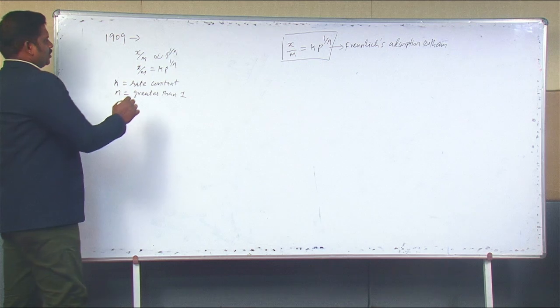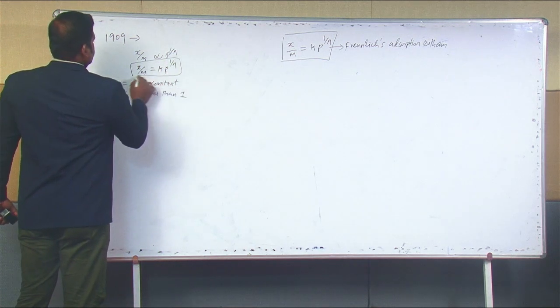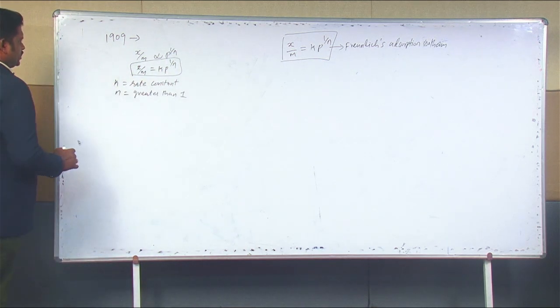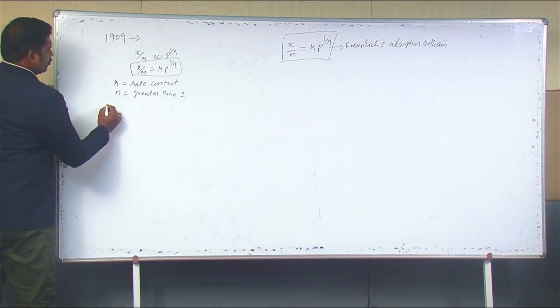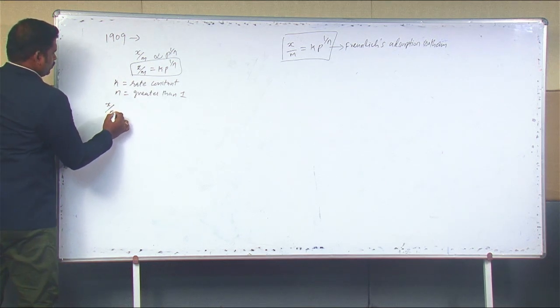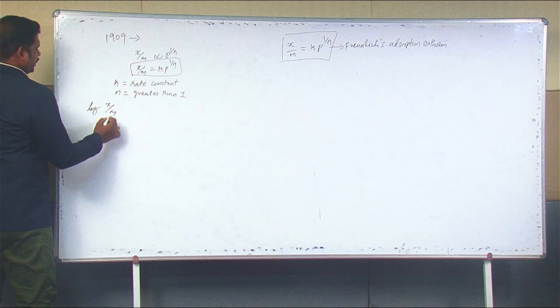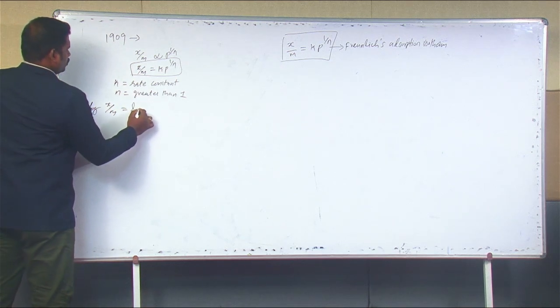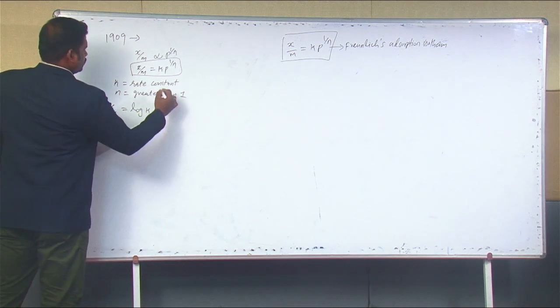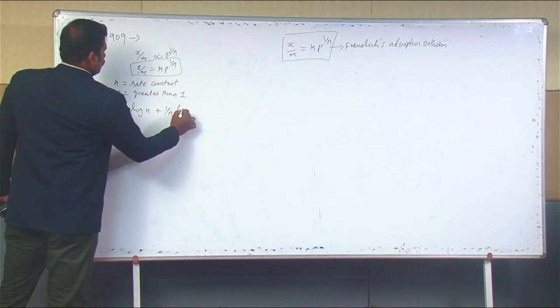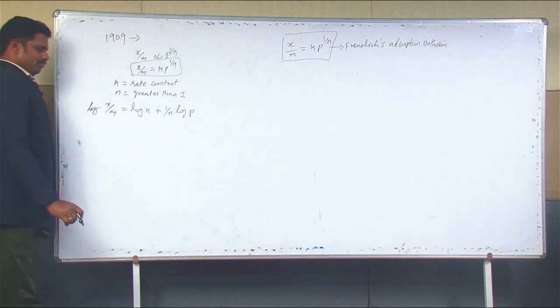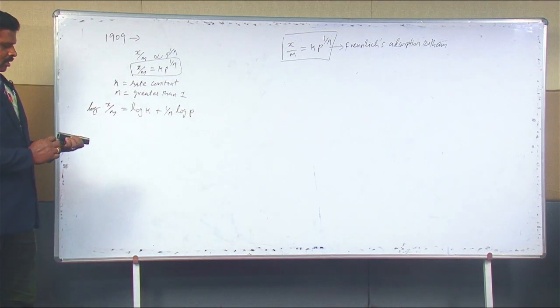For this equation we are going to take logarithm on both sides. The equation becomes log x by m equal to log k plus 1 by n log p.